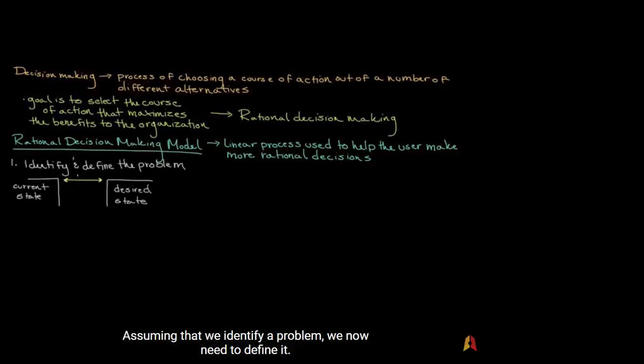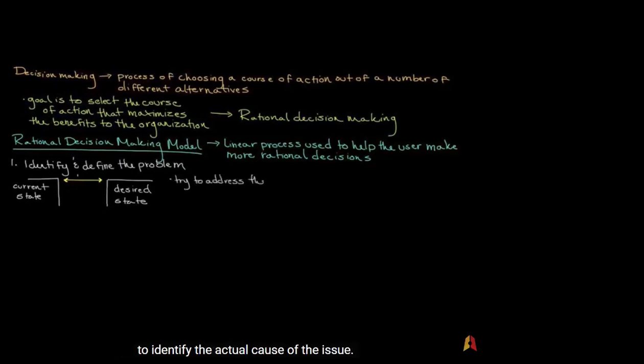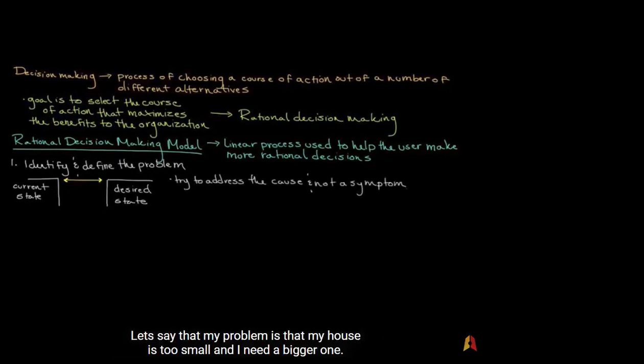Assuming that we identify a problem, we now need to define it. It can be a very difficult process as people often identify the symptoms of a problem and fail to identify the actual cause of the issue. Let's say my problem is that my house is too small and I need a bigger one. Family is growing, we're accumulating more stuff, and our existing space simply isn't meeting our needs. So I guess I need to buy a bigger house.